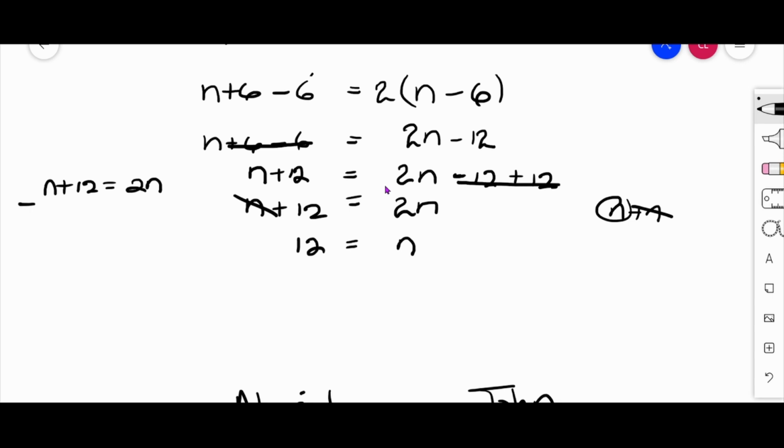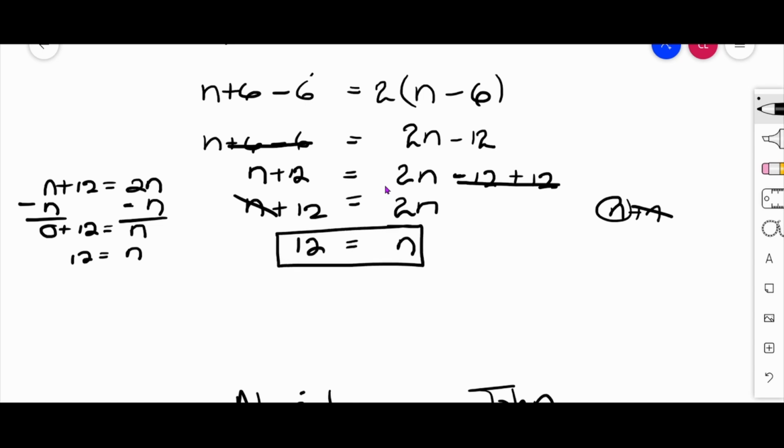I could say we're going to take away n here, so this will be nothing there. And then here, if I take away n on that side, I need to take away n on this side. And if I have 2 of them and I take out 1, I will have 1 left. I don't say 1n, I'll just say n. So we could rewrite this now as 12 is equal to n, and that's what we have here.